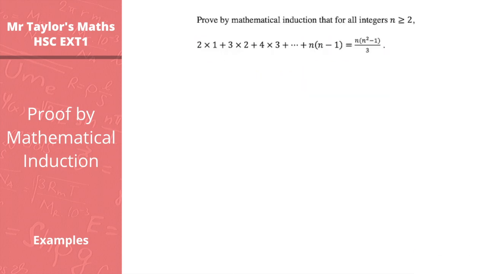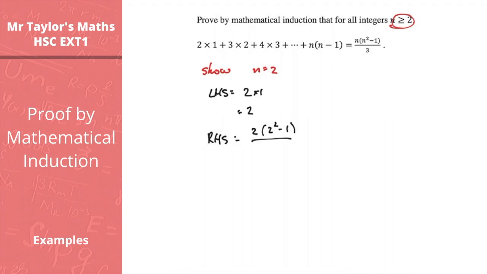Okay, so let's start with our summation example. Prove by mathematical induction for all integers greater than or equal to 2, and we have our summation there. So let's start with our show and pick our lowest value of n that we can, so in this case, 2. My left hand side will be 2 times 1, which is 2. My right hand side is 2 squared minus 1 all over 3, which is 2 times 3 over 3, which is 2. So left hand side equals right hand side.